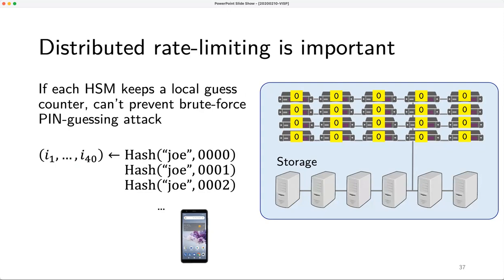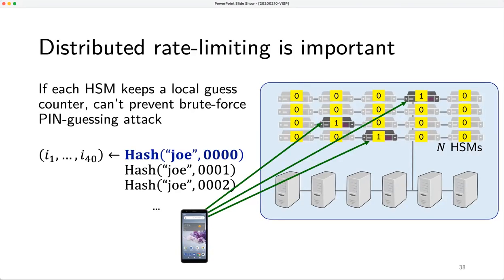So why does each HSM keeping a local counter of how many guesses were made on a user's PIN not work? This is why distributed rate limiting is important. Here are all the HSMs. Imagine they each kept a local counter of how many guesses Joe had made at a PIN during decryption. Say there's an attacker trying to mount a brute force attack against Joe's PIN. It hashes the username and the guessed PIN, and asks some HSMs to do a decryption. These HSMs bump their guess counter for Joe's account.